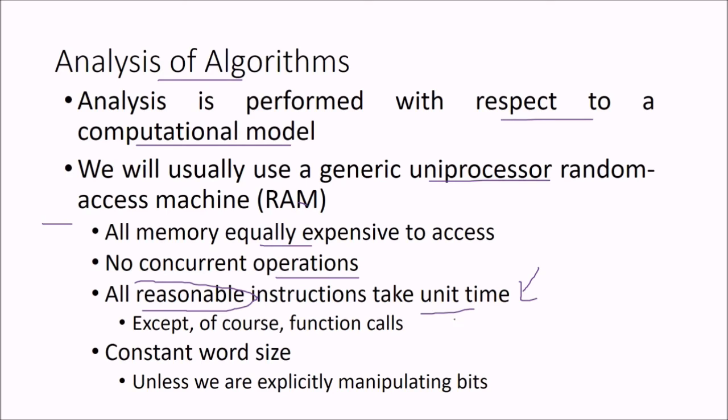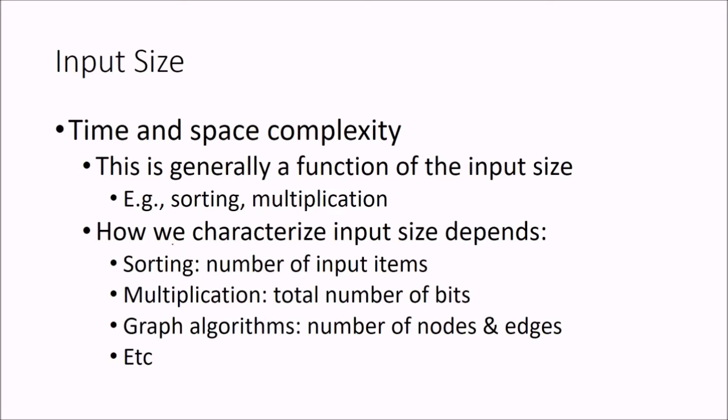But function calls, we'll see how we'll change the unit, this instruction type. Then we have constant word size. If the word size is 8 byte or 16 byte, 32 byte, all words will be of that size only. And if we are explicitly manipulating the bits, then we'll talk about this.